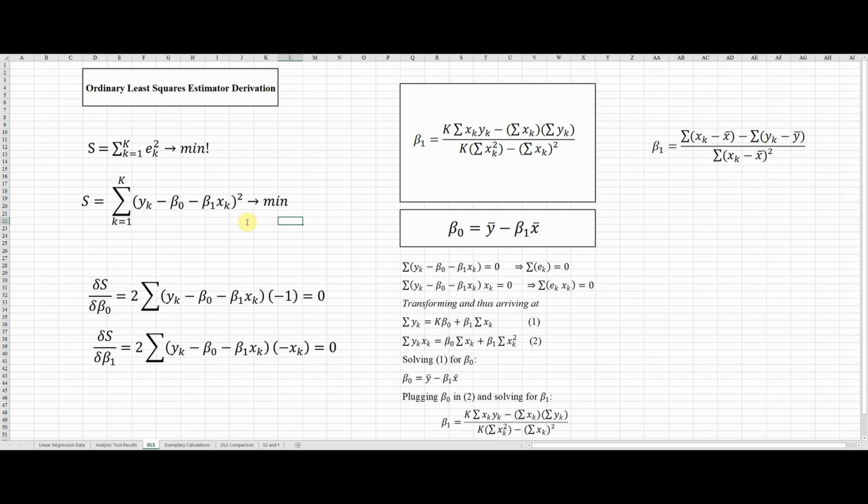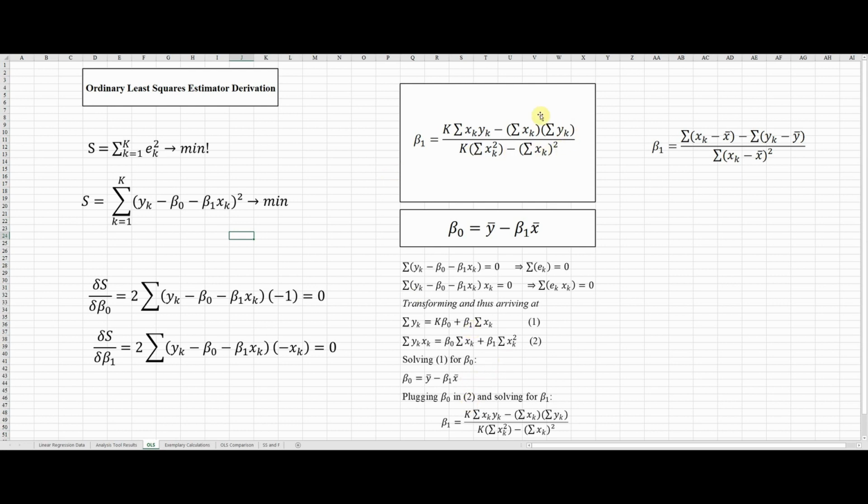Now, to actually go through the analytic steps, this is a rather tedious process, and you would start with getting the partial derivative of beta 0 and beta 1 and setting them to 0 because it's a minimization issue, and so on and so forth, and you do transformations and solve in the end for beta 0 and beta 1.